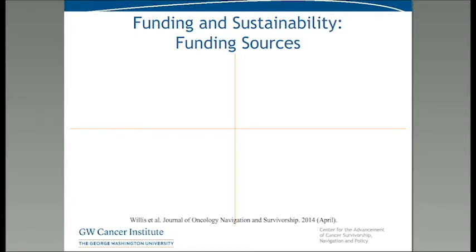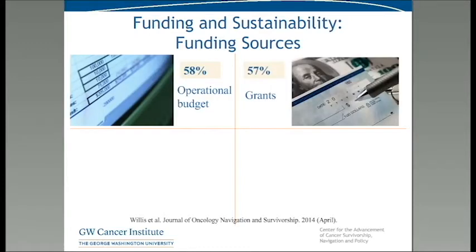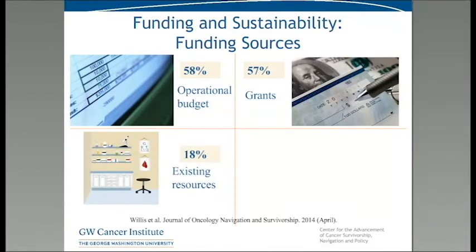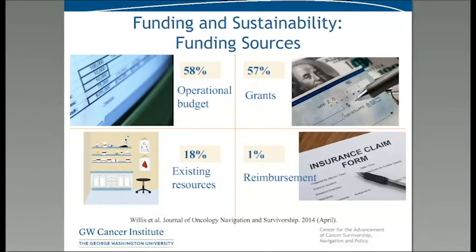In our best practices survey, we found that only 1% of programs were successful in getting navigation services reimbursed. Most programs are funded on grants or through operational budgets. Regardless of funding source, it's critical for a navigator to be able to describe what they do and why it is of value. At the GW Cancer Institute, we're taking a multi-pronged approach to supporting navigation sustainability.